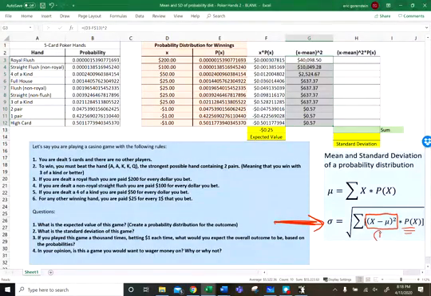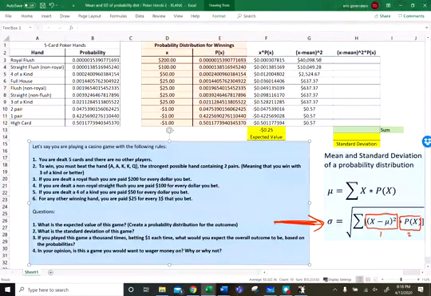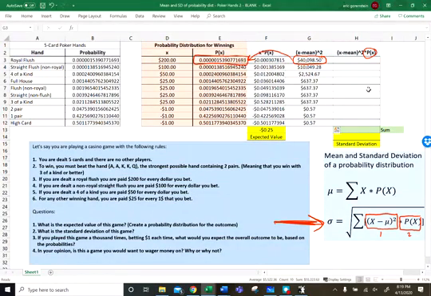So we did this first. Now, I need this. We did this first. Now let's multiply by P of X. So here is step one, X minus the mean quantity squared. And now we want to multiply by P of X, which means we want this number, X minus the mean squared, times this number, the corresponding probability.